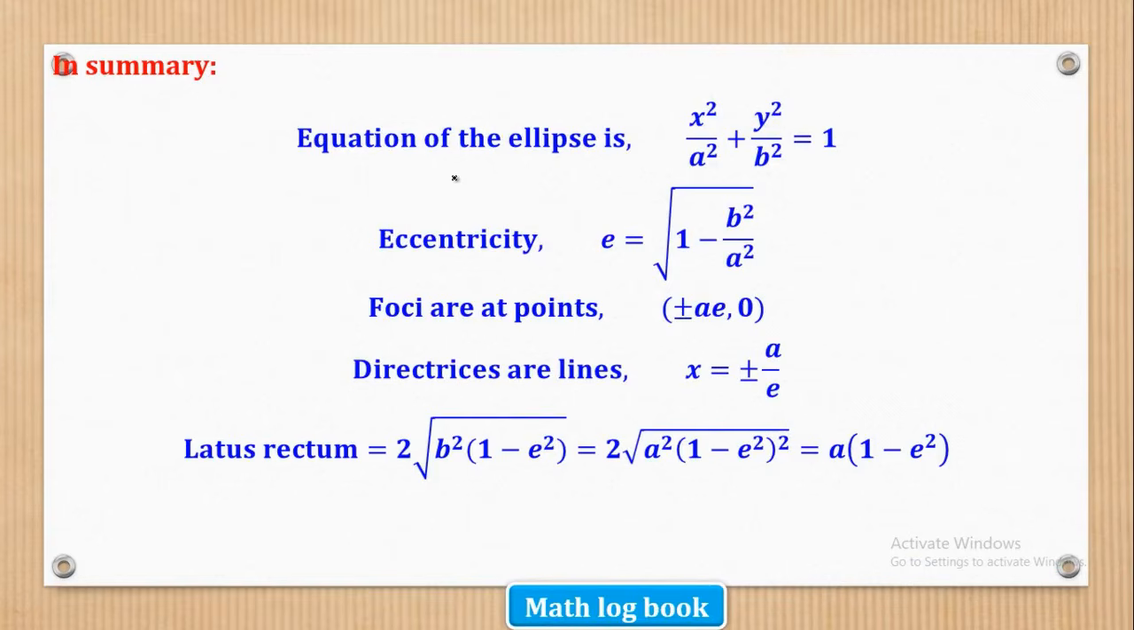So in summary, the equation of the ellipse is this, which I've already seen. Then eccentricity, when I make e the subject, I'll come up with this here. Then foci also is given by this. Remember it from your mathematical logbook. And the directrices are these ones, and the latus rectum is this, which ends up to be this.